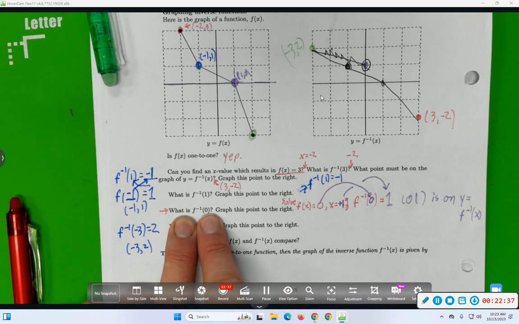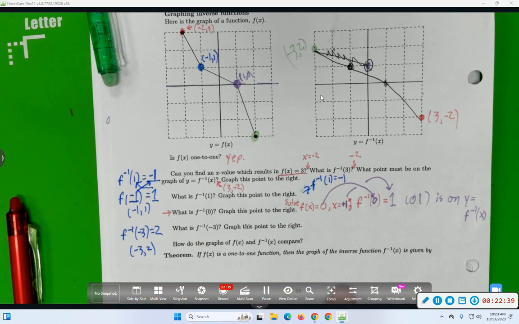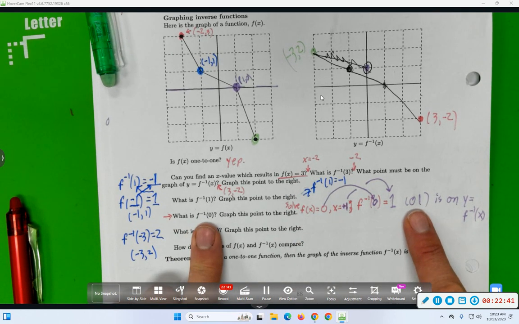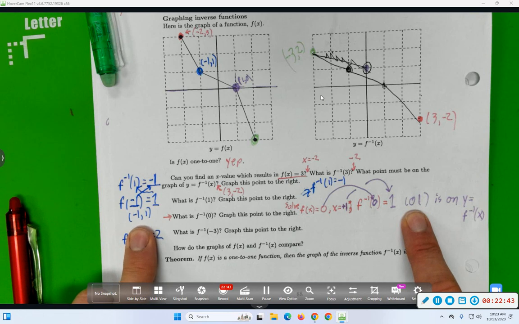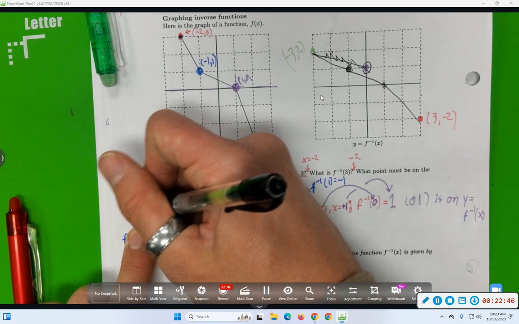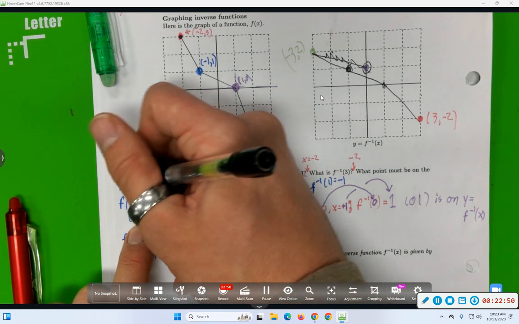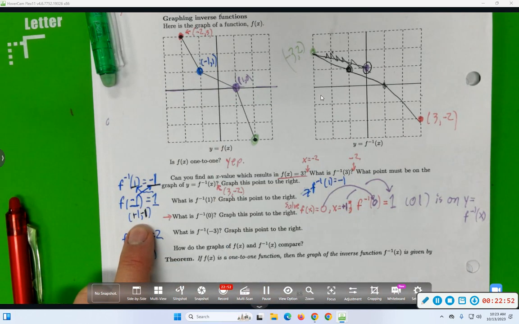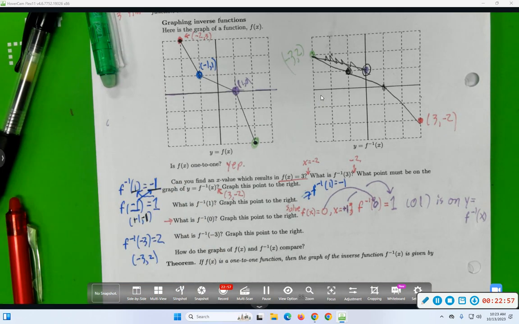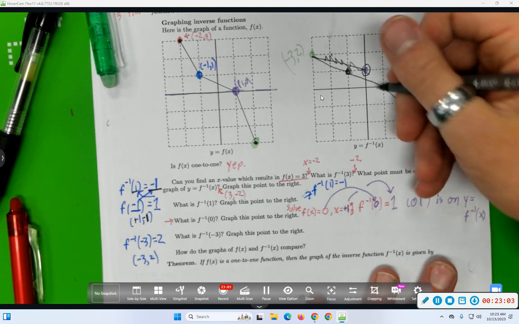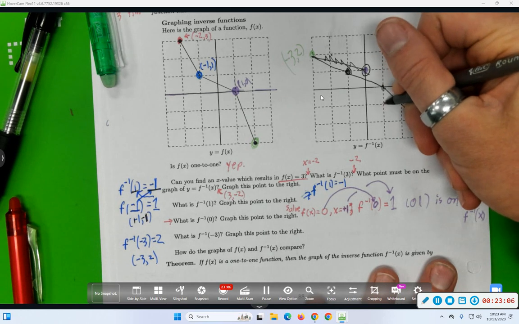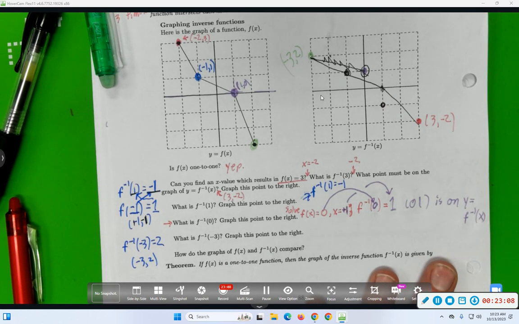Well, that's still the problem. It shouldn't be 0. f inverse of 0 is 1. I think it's supposed to be 1, negative 1. Yeah, okay. 1, -1. Okay. There's a point at x equals 1, y equals -1. There's one of the points.